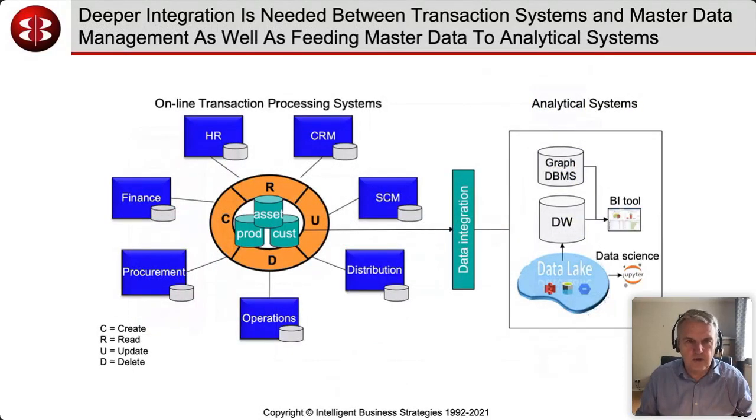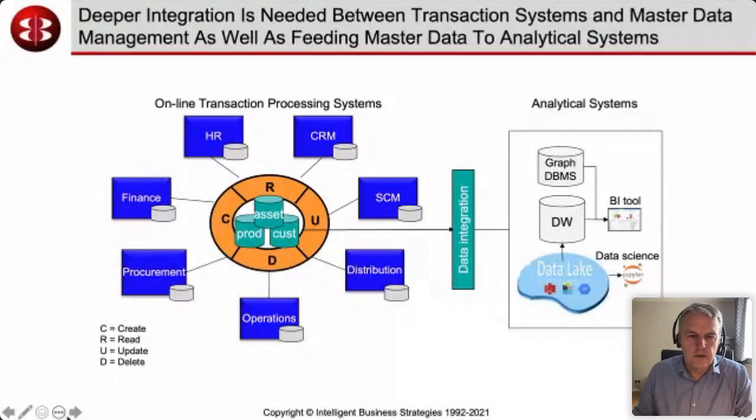In an ideal world, deeper integration would be needed. Once you've got the synchronization going, you can look for deeper integration, perhaps between transaction systems and master data management APIs, to be able to get at common master data and share it across multiple transaction processing systems, as well as being able to push it out into analytical systems, such as for use in data science or data warehousing or other kinds of analytical systems.